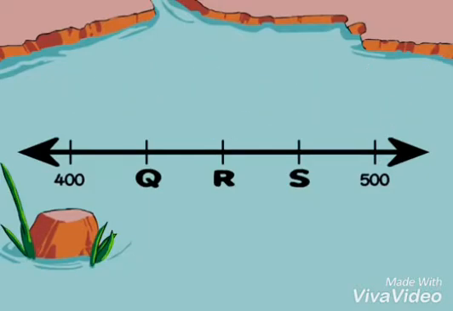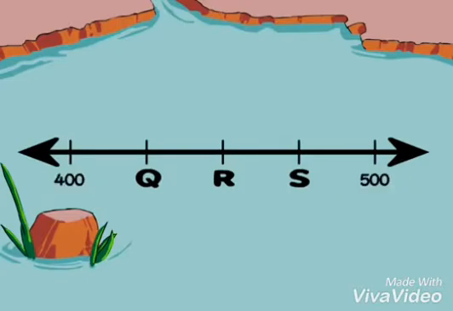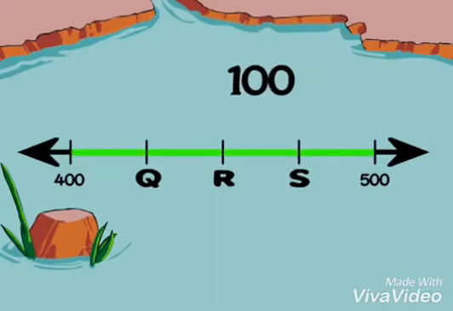Let's use this example. Step 1. Find the benchmarks and the interval. 400 and 500 are benchmarks. 500 take away 400 is 100, so the interval is 100.